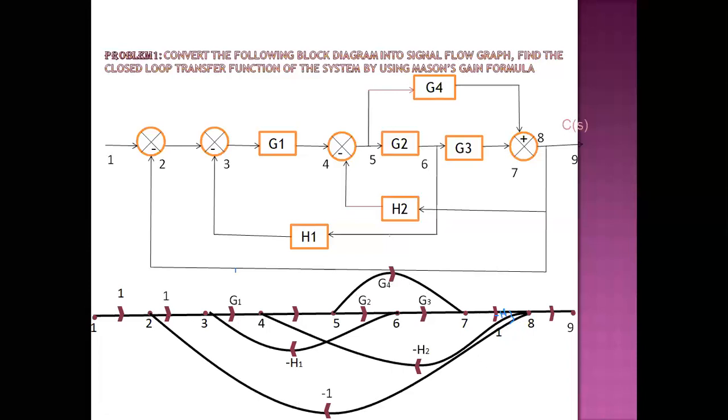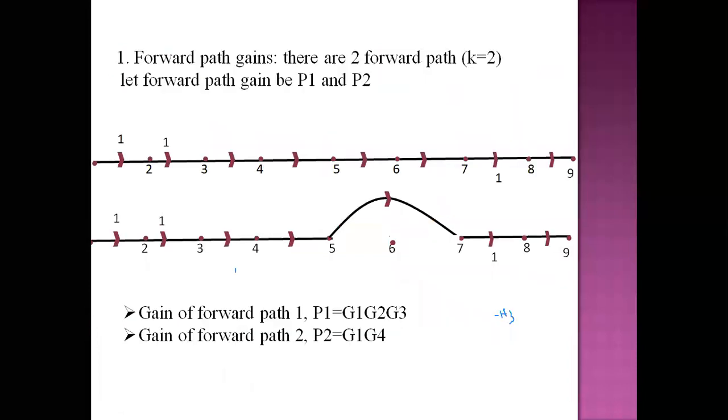Next we have to check whether there are any non-touching loops. So when you consider this problem, all the loops are touching. There are no common nodes. So there are no two non-touching loops in this problem. So next we move on to solving the problem in a step-by-step way.